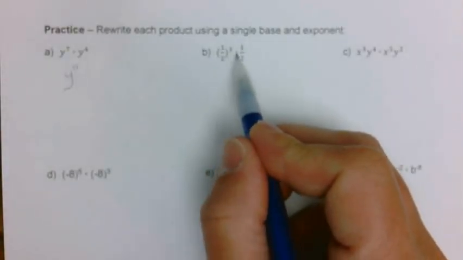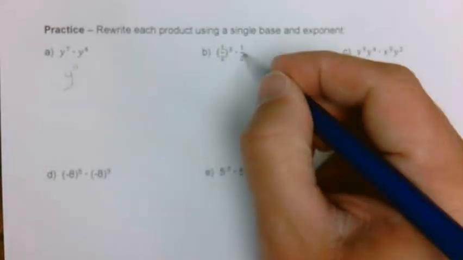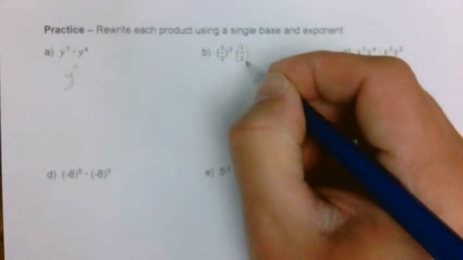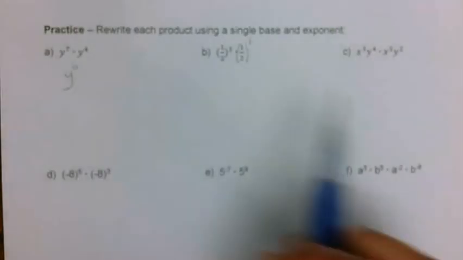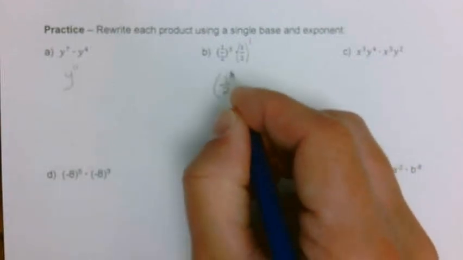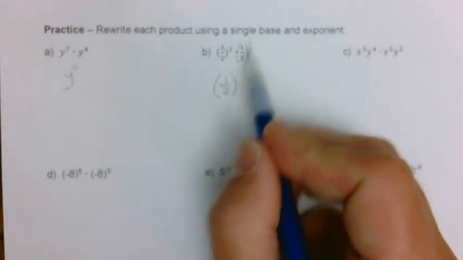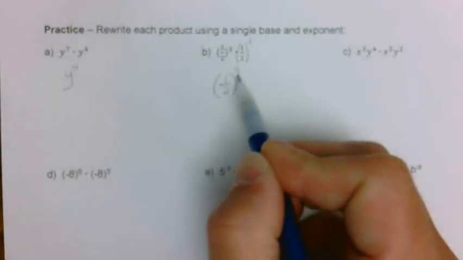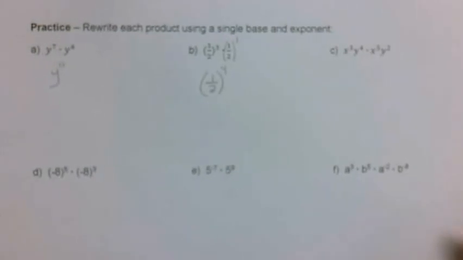1/2 to the third power times 1/2. Now remember, this 1/2 is the same as 1/2 to the first power. So the bases are the same, so I'm going to keep the base of 1/2, and then I'm going to add the exponents. 3 plus 1 is 4, so we get 1/2 to the fourth power.